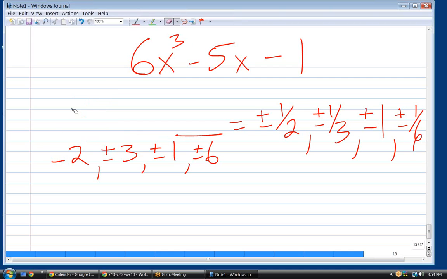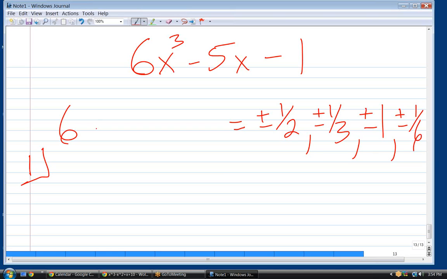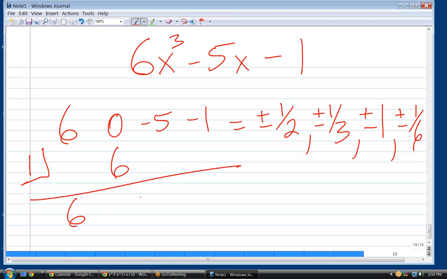Now, if I want to test some of these, when it comes down to the trial and error part of these problems, I always use the thing that's going to be the easiest to do. In other words, I'm going to start with +1, and just go through each one of them. Bingo. First one worked. So 1 is a solution.